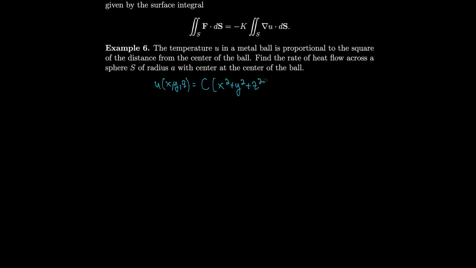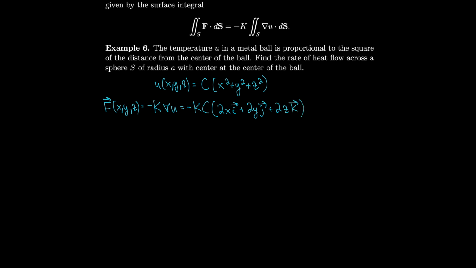So then we have F of x, y, z equal to minus K times del U, which will be minus K times C times, well, the partial of this thing with respect to x will just be 2x, because we're taking our gradient, and then the partial with respect to y is just 2y, and then for z it's just 2z.